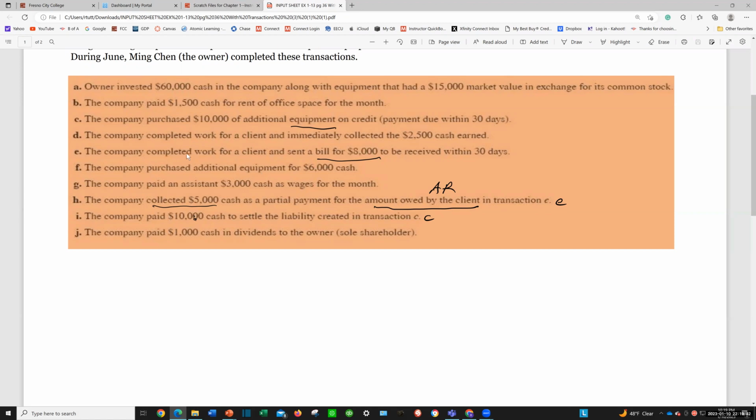In transaction C and E, we completed work and we sent a bill for 8,000. And the guy says, I'll pay you later. So we increased his accounts receivable. But now he's paying what he owes us. So while we increase our cash by 5,000, we're going to reduce his accounts receivable because the guy doesn't owe us anymore. He paid it, at least 5,000 of it. Let's see how it looks.